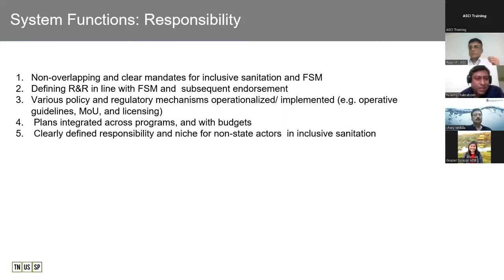So that's one. Various other things are licensing, MO, etc., which are also definitely required. Responsibility, as I mentioned. Next slide, please.